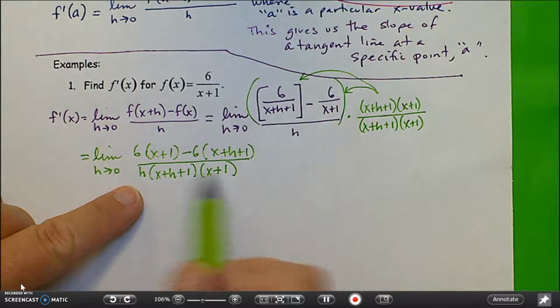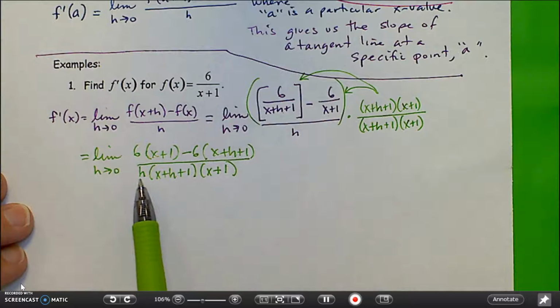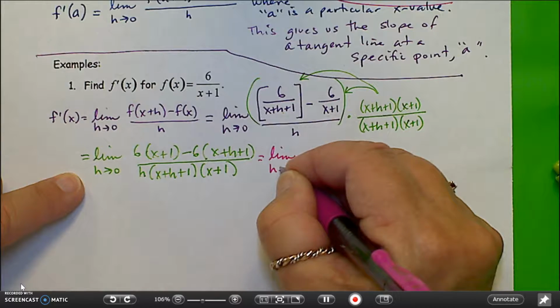Okay, I don't need to worry about this denominator. It's going to take care of itself eventually. My ultimate goal here is to get rid of h, because h going to 0 is a deal breaker here. What I'm going to do is clean up my numerator. I know nice things will happen there.